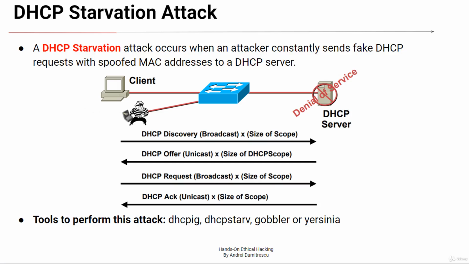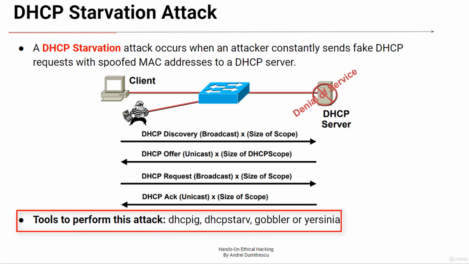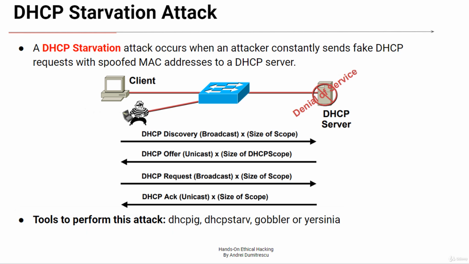A DHCP starvation attack occurs when an attacker constantly sends fake DHCP requests with spoofed MAC addresses to a DHCP server. Eventually, there are no more IP addresses available to allocate to legitimate devices, and the network becomes unusable. This is also a denial of service attack. DHCPig, DHCPStarve, Gobbler, or Yersinia are tools that can perform these attacks. We'll see them live in the next lectures.